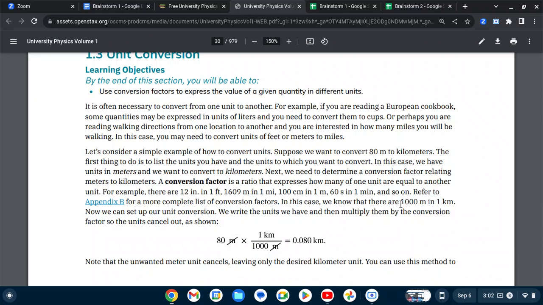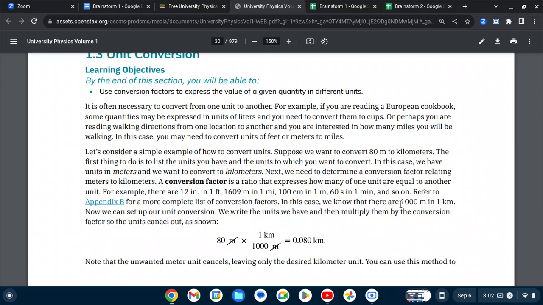Suppose we want to convert 80 meters to kilometers. The first thing to do is list the units you have and the units to which you want to convert. In this case, we have units in meters and we want to convert to kilometers. Next, we need to determine a conversion factor relating meters to kilometers.